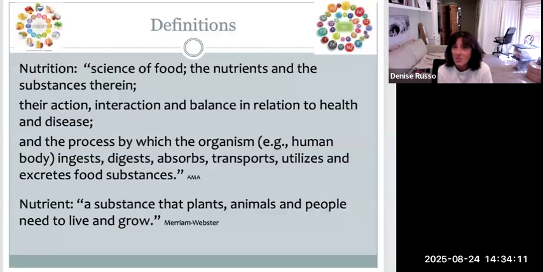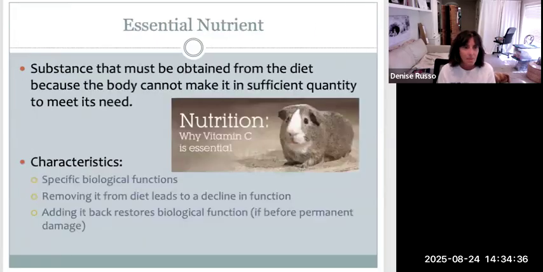We start off with a definition. What is nutrition? I've given you several definitions here that you can take time to look at. It's the study of the science of food and the nutrients therein, and how we process these nutrients, their interaction in relation to our health and wellness. A nutrient specifically is a substance that plants, animals, and people need to live and grow. We use them for growth, repair, and maintenance.